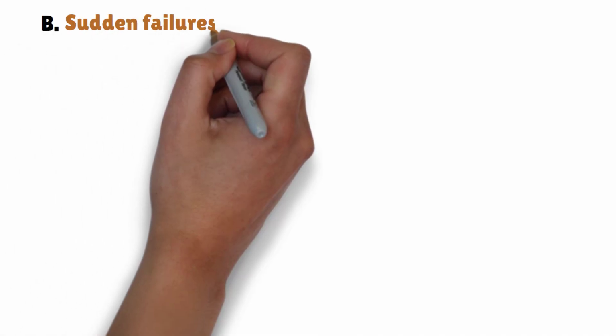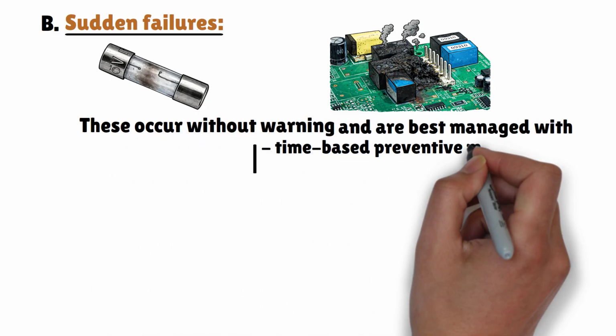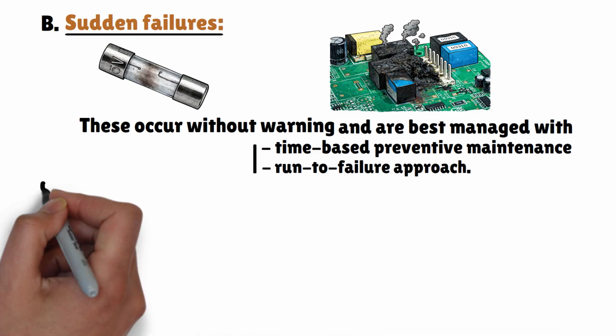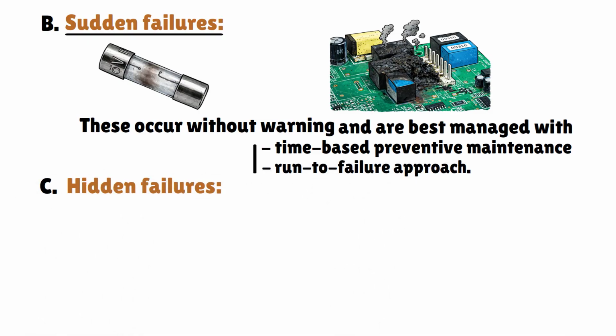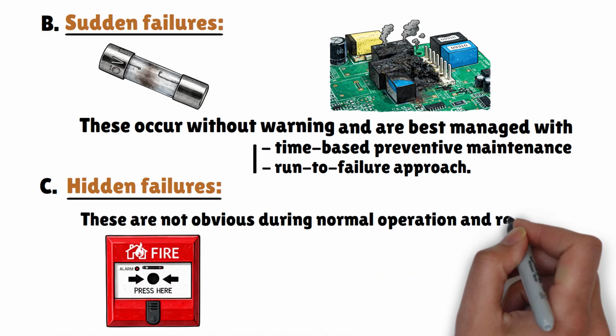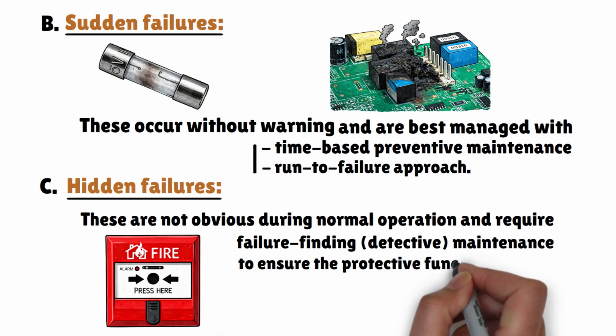B. Sudden failures, like a blown fuse or an electronic board burnout. These occur without warning and are best managed with time-based preventive maintenance or, where acceptable, a run-to-failure approach. C. Hidden failures. For example, a fire alarm that doesn't trigger. These are not obvious during normal operation and require failure finding, detective maintenance, to ensure the protective function works when needed.